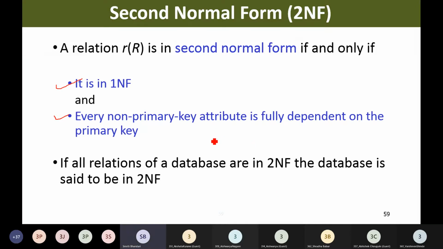And what is the definition of second normal form? It should be in 1NF, and the second important condition is that every non-primary key attribute must be fully dependent on the primary key.